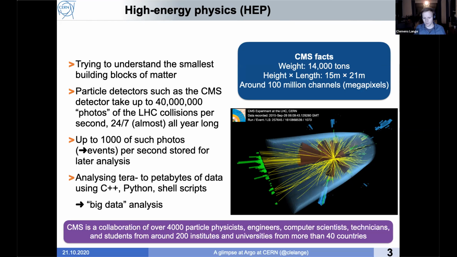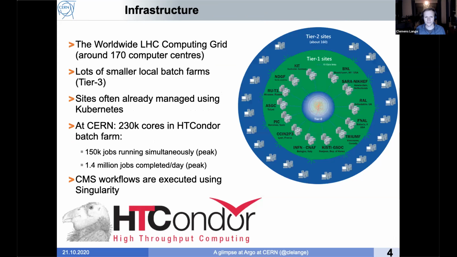And one thing that's often confused, I just want to point it out here. I work at CERN, but the CMS collaboration is actually a collaboration of over 4,000 particle physicists, engineers, computer scientists, technicians, and students from around 200 institutes and universities from more than 40 countries. And one of these institutes involved is CERN. And we happen to host the Large Hadron Collider and also this experiment.